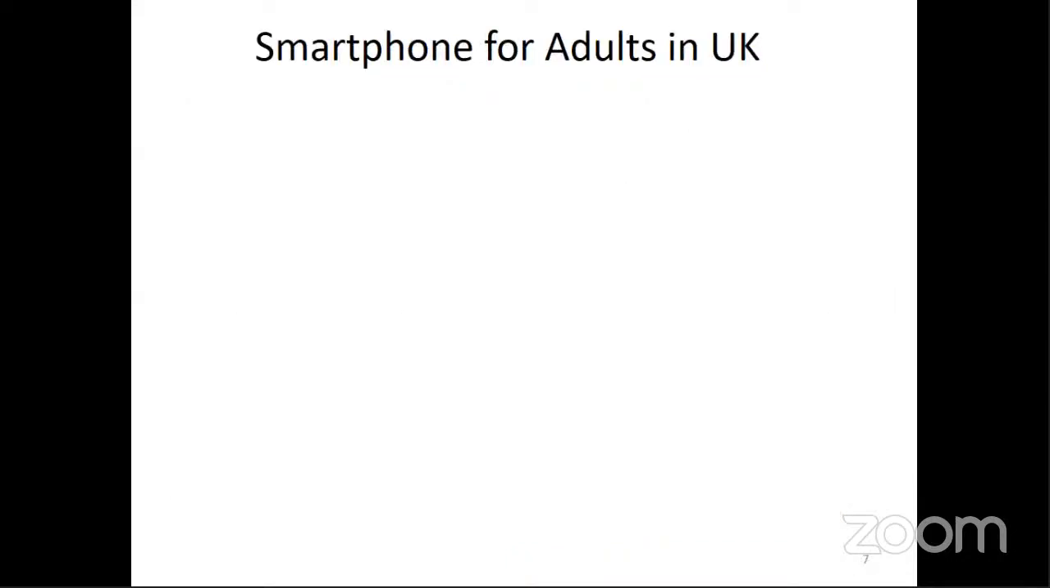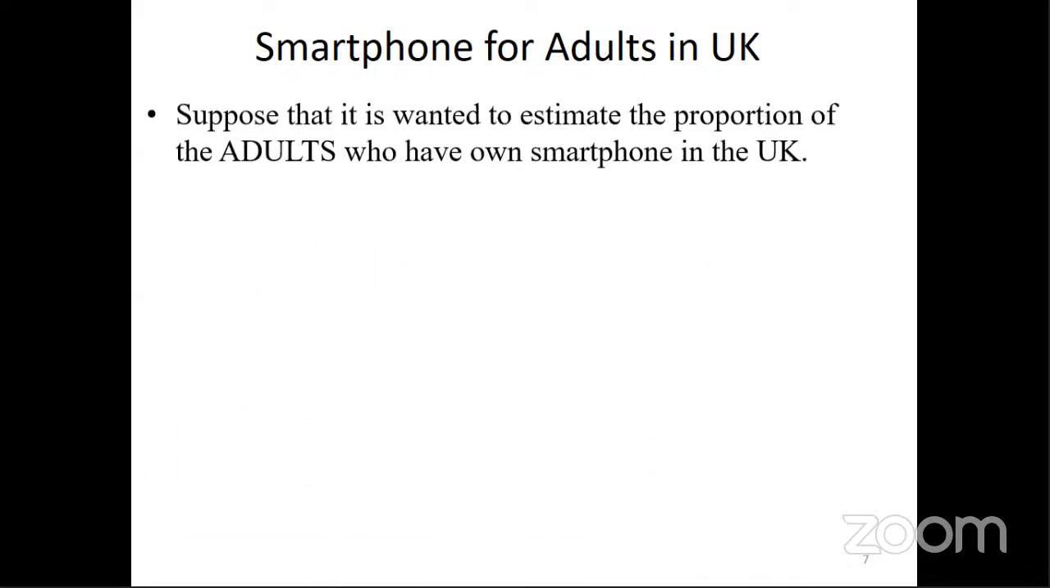There is one example about smartphones for adults in the United Kingdom, UK. Suppose that it wanted to estimate the proportion of adults who have a smartphone in the UK. The UK is a really large population. We don't want to use the whole UK population as our work. No, we're just going to focus on who has a smartphone. Okay, just the adults who have a smartphone.